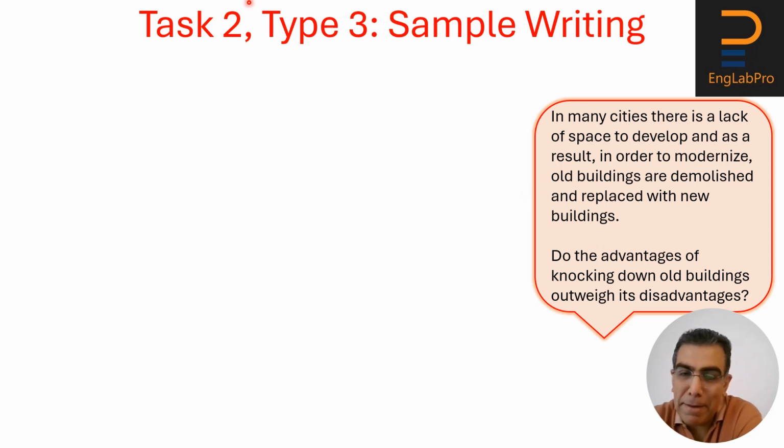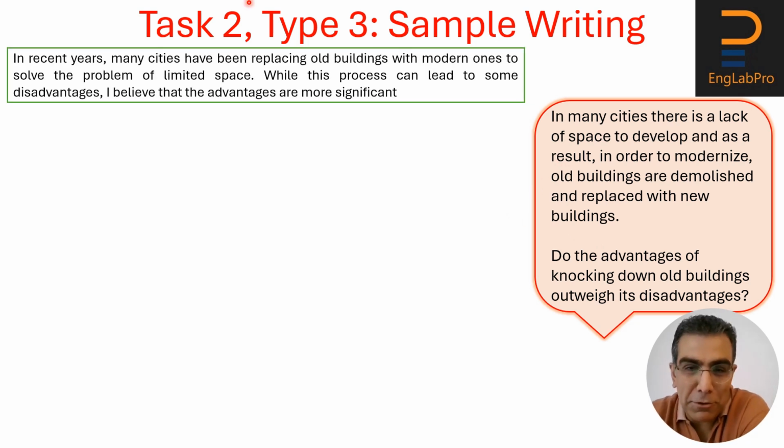Let's go through the paragraphs one by one. Let's go to the introduction at first. In recent years, many cities have been replacing old buildings with modern ones to solve the problem of limited space. While this process can lead to some disadvantages, I believe that the advantages are more significant. So I want to say that the advantages outweigh the disadvantages.